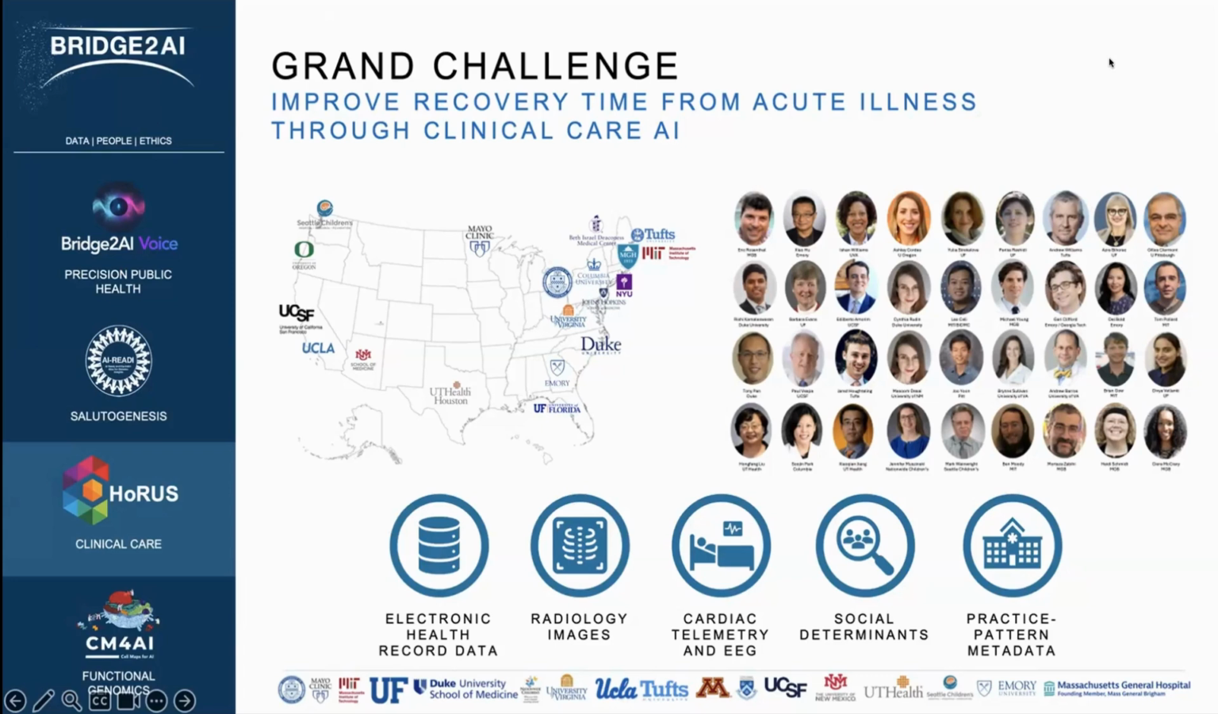The goal of this data set is to focus on the collection and curation of real-world data, which means this is data produced during the process of clinical care. So we don't interact with our participants. We have an IRB that has exempt from consent approval to collect data from including medical records that have electronic health record tabular data, radiology imaging, cardiac telemetry and other waveforms, social determinants or non-medical factors, and practice pattern metadata. That's data about the center that the patient was cared for at, how they treat patients in general.